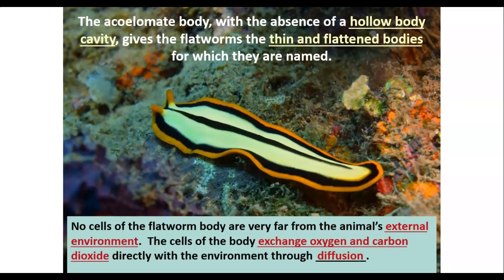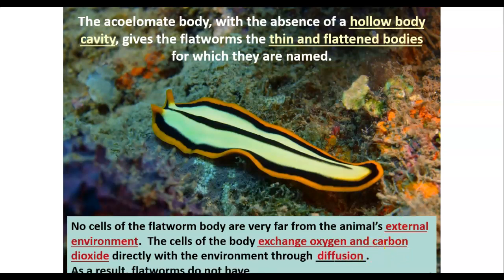Now, no cells of the flatworm body are ever very far from the animal's external environment because they are so flattened. The cells of the body exchange oxygen and carbon dioxide directly with the environment through diffusion. And we've talked about this in class a few times. Diffusion is great for the exchange of oxygen and carbon dioxide, but it does have a limit on the distance that oxygen and carbon dioxide can actually diffuse. So that does limit how big these animals can get. That keeps them small.